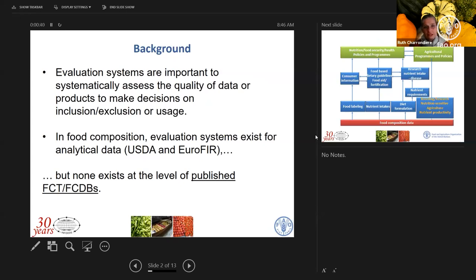So what is the background? We know that evaluation systems are very important to systematically assess the quality of the data and or the product to make decisions of inclusion or exclusion for usage. For food composition, we already have some evaluation frameworks available, but they are on analytical data and they are from the USDA and from Europe. But we did not have one which is global for the published food composition tables and databases.